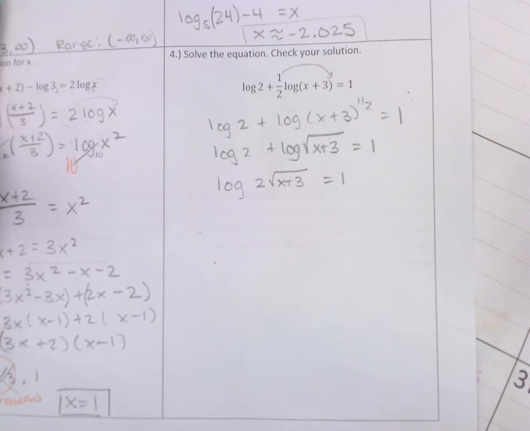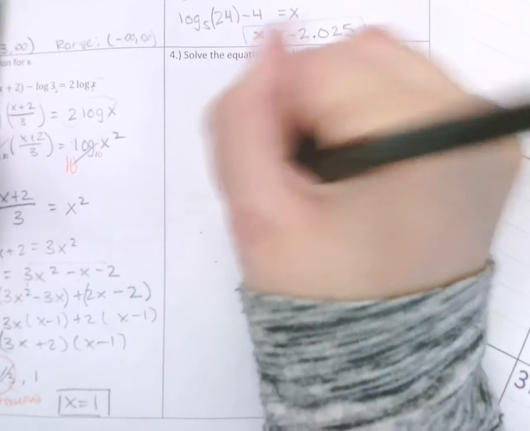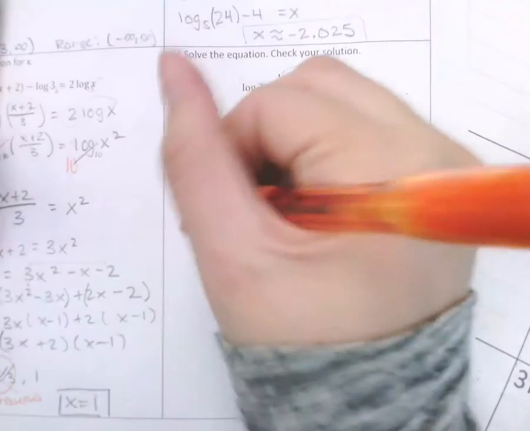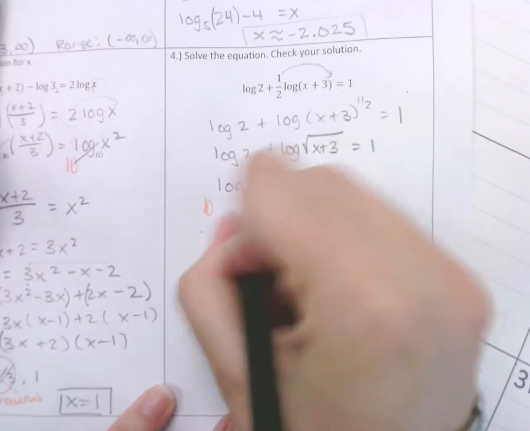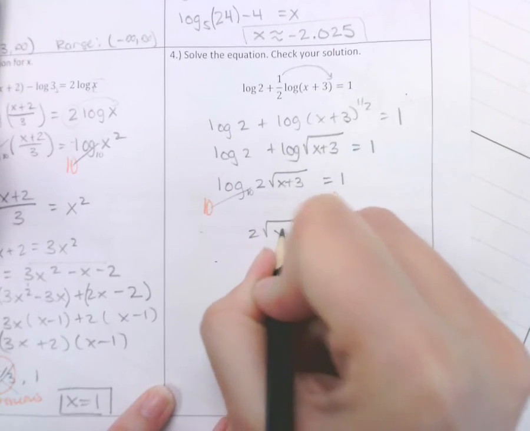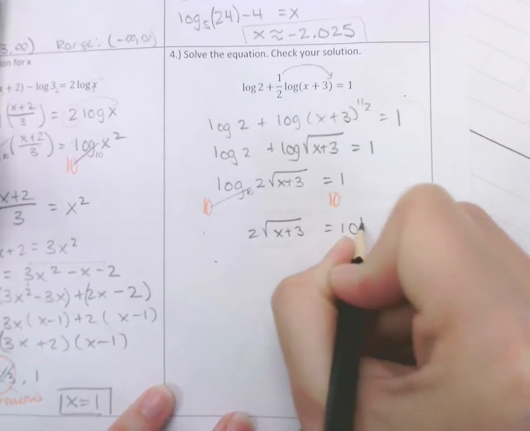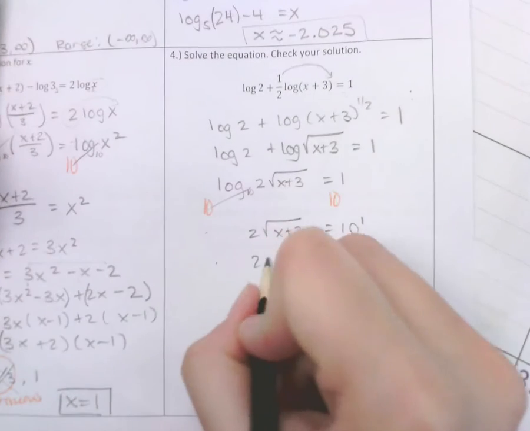And now I have nothing to do, so what do I do? Cancel it. How? 10. So this is a log base 10, so I'm going to use a base 10. What if it's a log base 2? Then I'm going to use a 2. So these will cancel. I get 2 root x plus 3 equals 10 to the 1, which is 10.